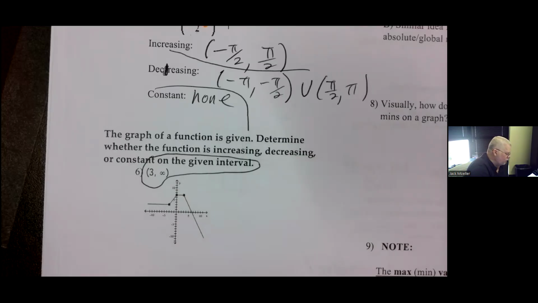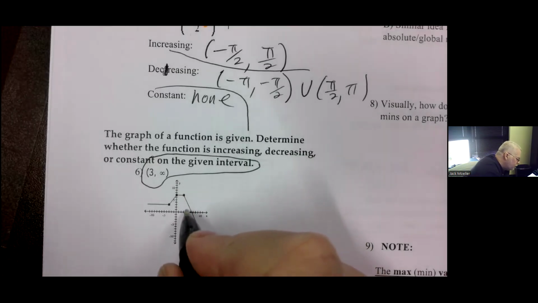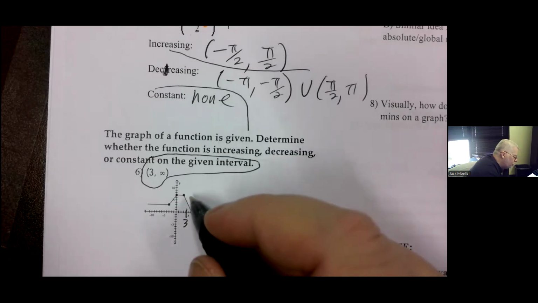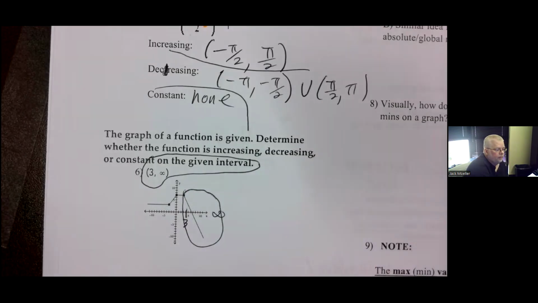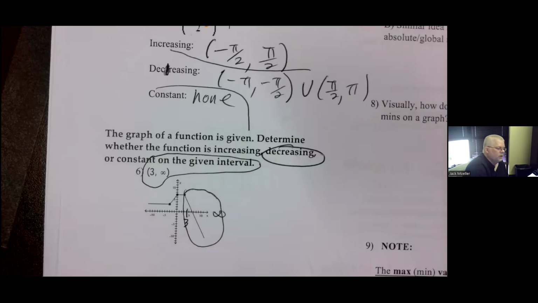So what are they asking? Well, where is 3 to infinity on this graph? Remember, those are x values. So where is x equals 3? Again, I apologize for the small print, but that's where x is 3. That's where x is infinity. So what they're saying is they're looking at that interval. So what is that interval doing? It's decreasing.